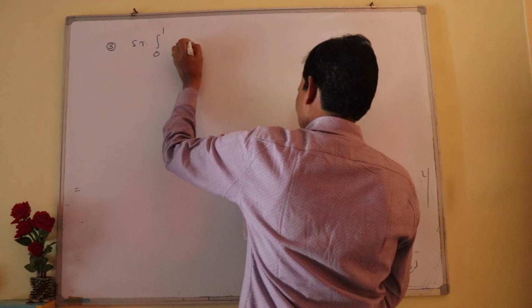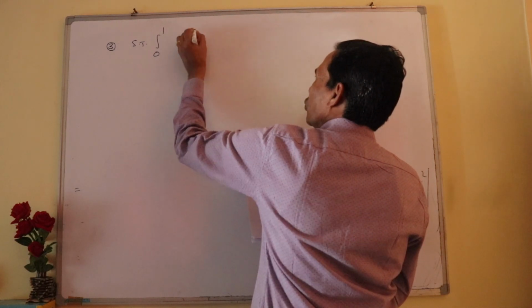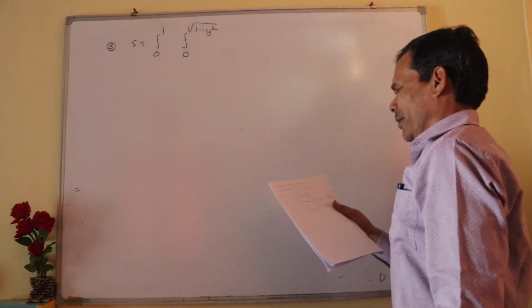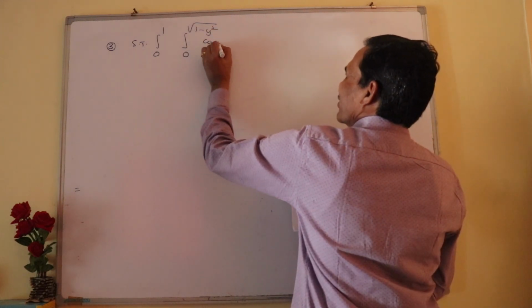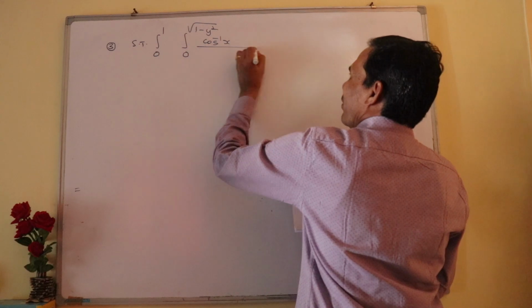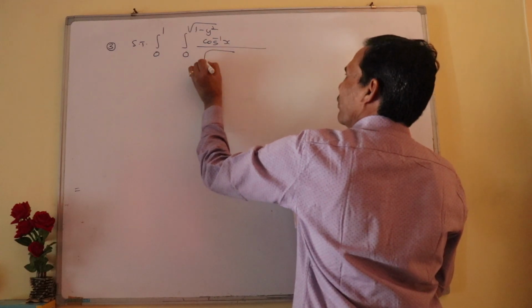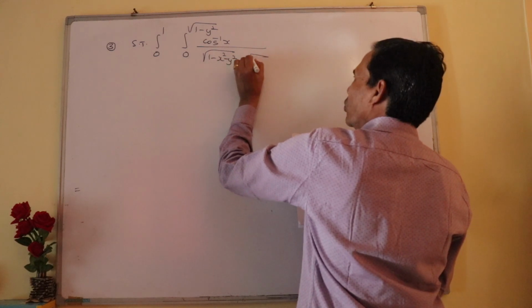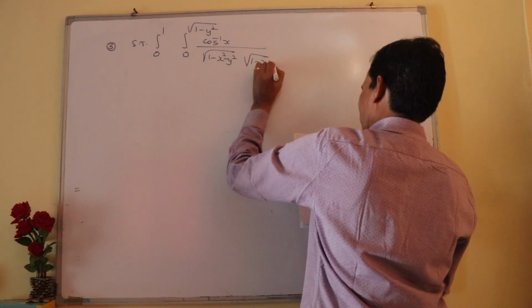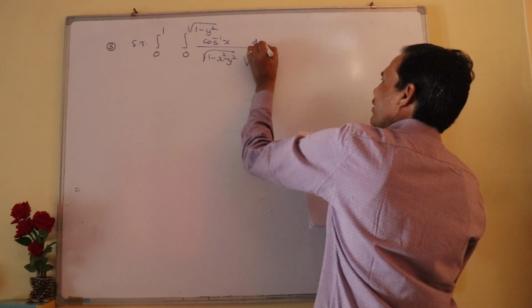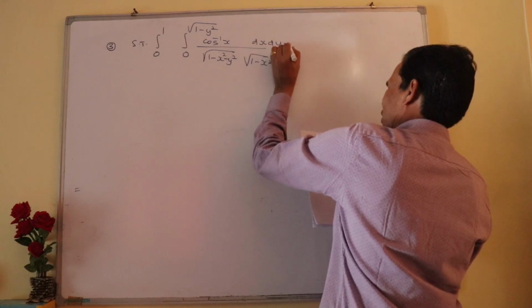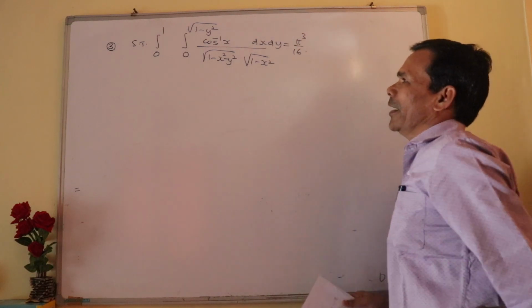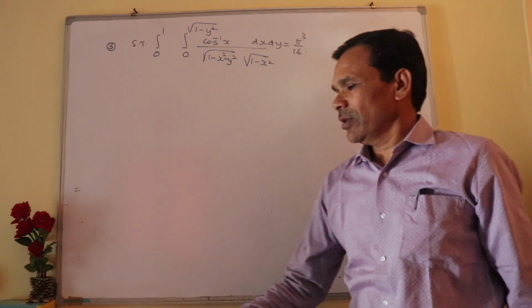the value of the double integration, 0 to 1, 0 to root of 1 minus y square, cos inverse x divided by root of 1 minus x square minus y square, root of 1 minus x square, dx dy. This is equal to pi cube divided by 16.